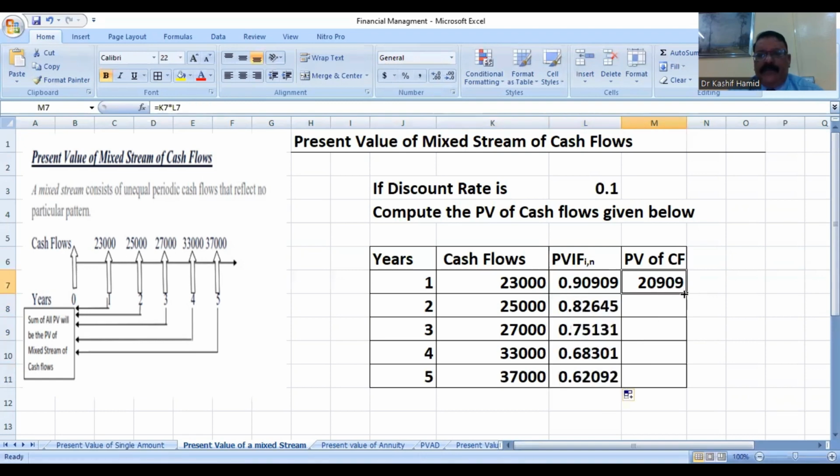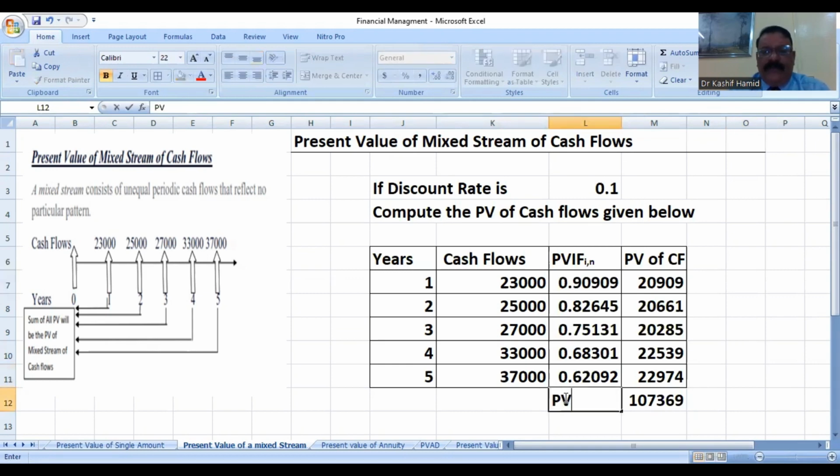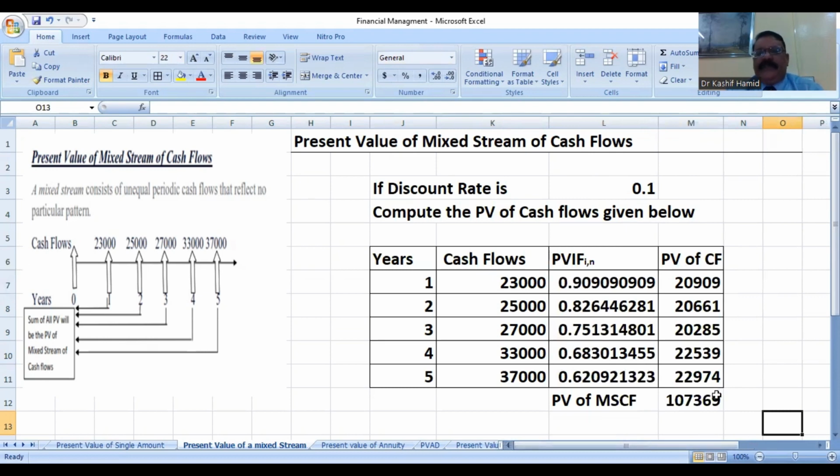We tracked it and we can use the same here. So the discounted values of all these cash flows are very clear, and we can get their sum, and that sum will be the present value of the mixed stream. Present value of mixed stream cash flows.